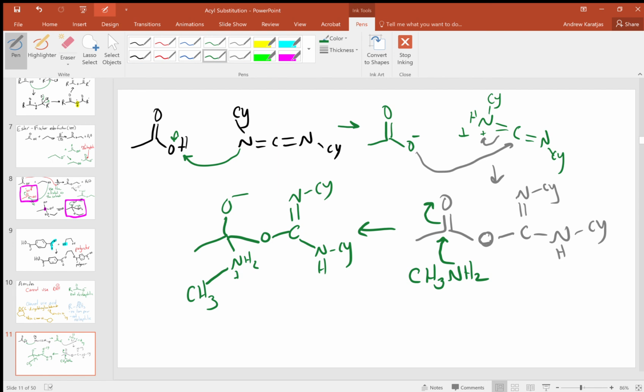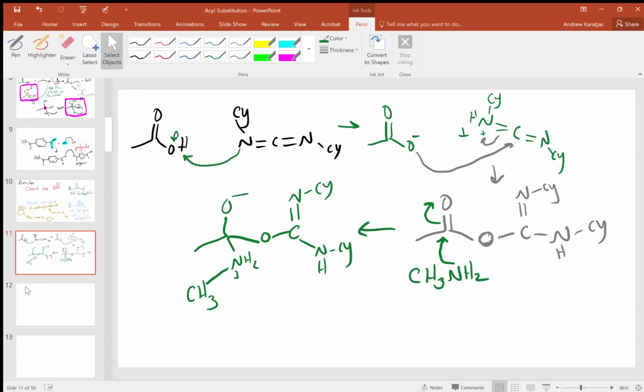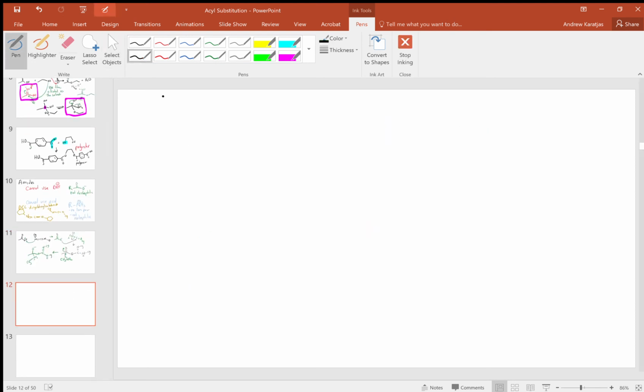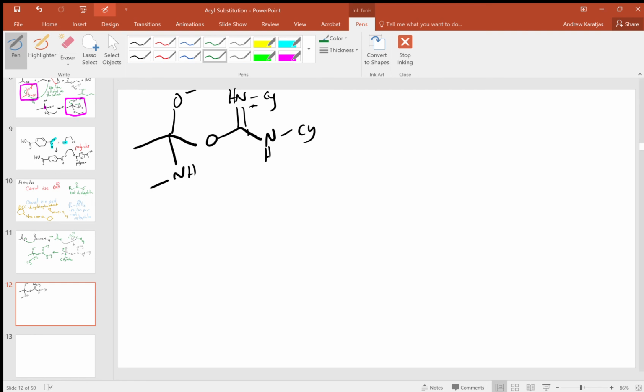All right, from here, we lose a proton on that nitrogen. Let's go to a new page to draw that. But this step here is just a proton removal. Proton transfer. That proton transfers up to this nitrogen. And then we get the second step of our acyl substitution mechanism. Carbonyl reforms, kicking out our leaving group and giving us our product.